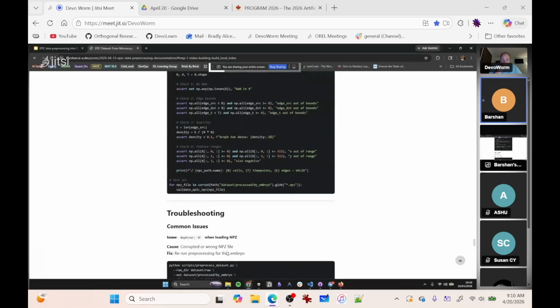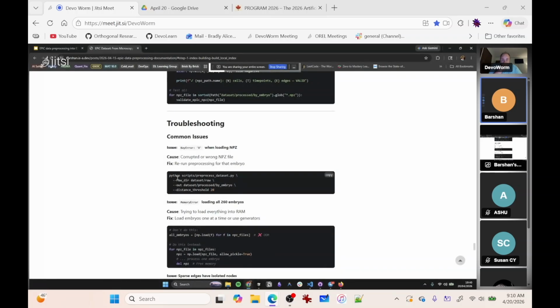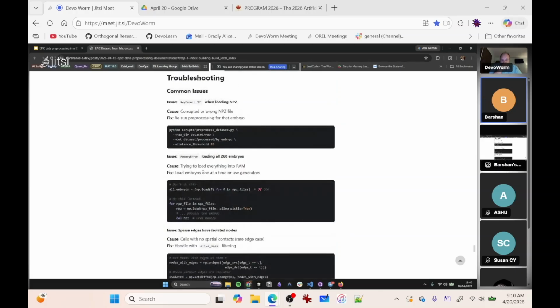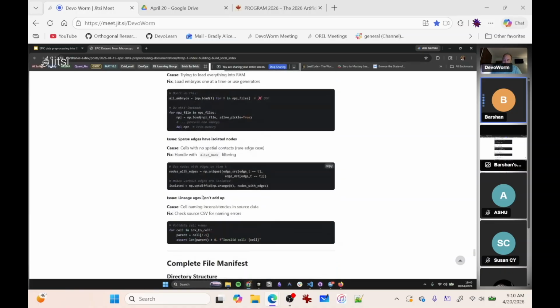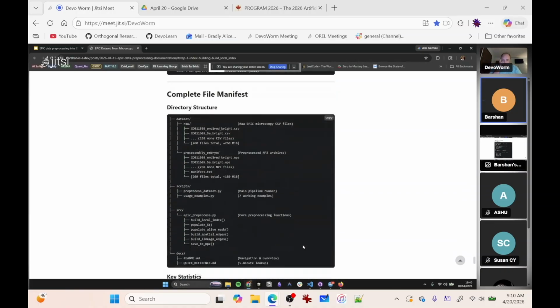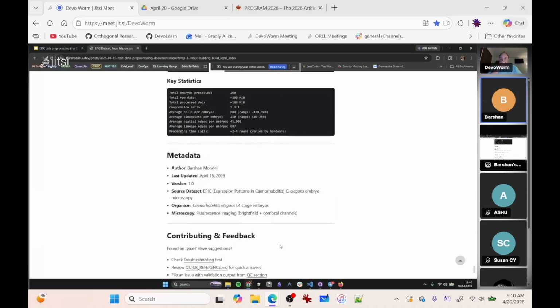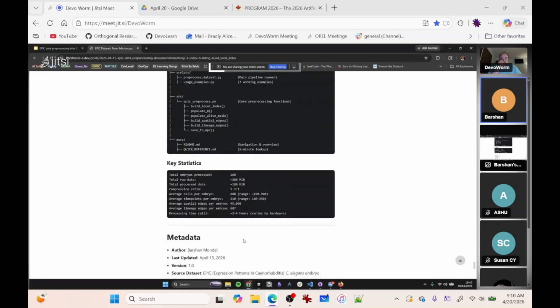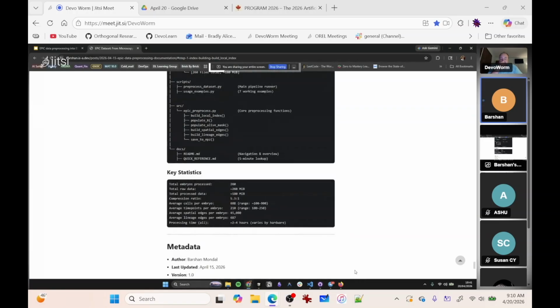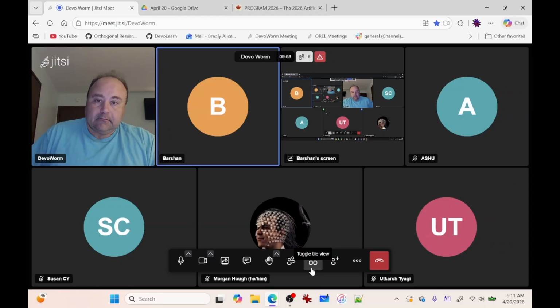There were some common issues when I was testing the files. One was a corrupted or wrong NPZ file, and something about the dense version. I didn't have a lot of RAM, so I had to run the files one by one. Other than that, this dataset is available on my GitHub, and I can add it to the DevoWorm dataset repository also if required. That's mostly it.